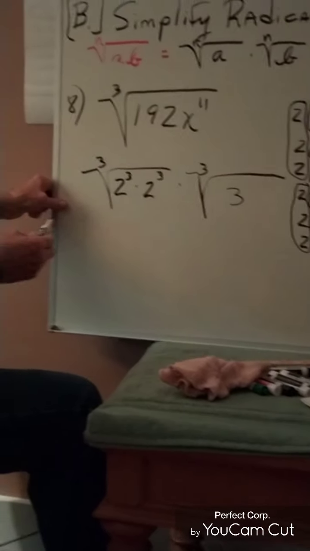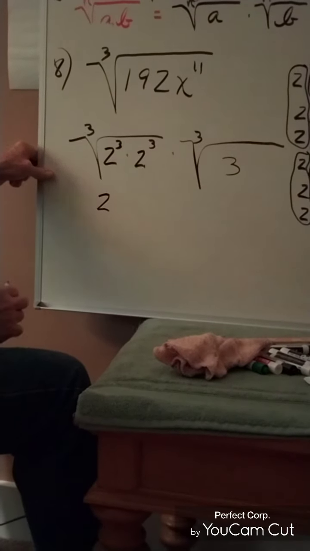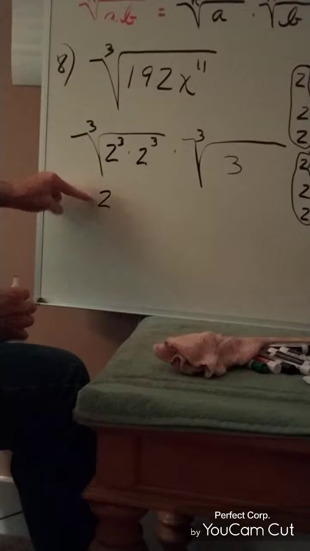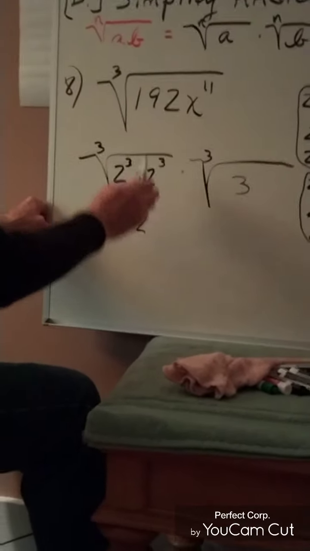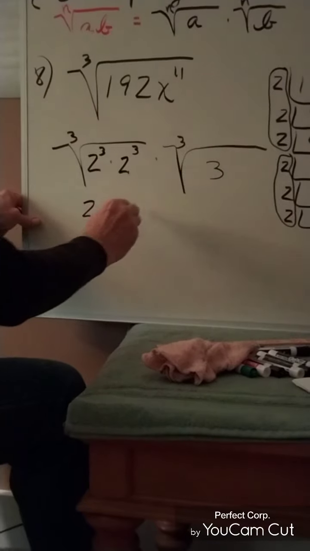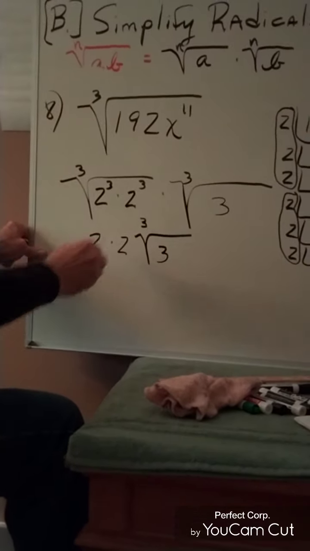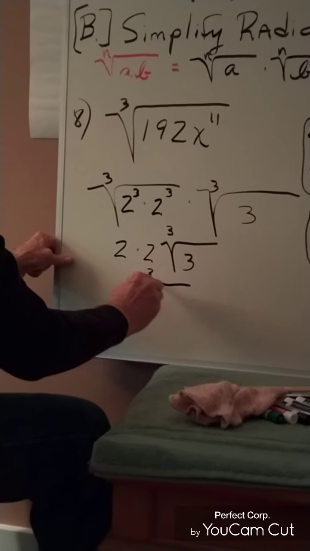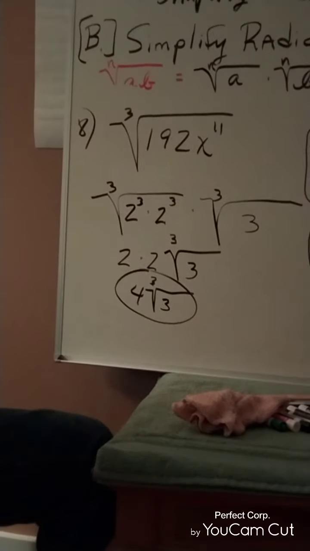let's come down. Start with this one. Bring down that 2. 3 divided by 3 is 1, so the cubed root of 2 cubed is 2. Put a times sign. Bring down this 2. 3 divided by 3 is 1. Times the cubed root of 3. Multiply 4 times the cubed root of 3, and that would be the simplified answer.